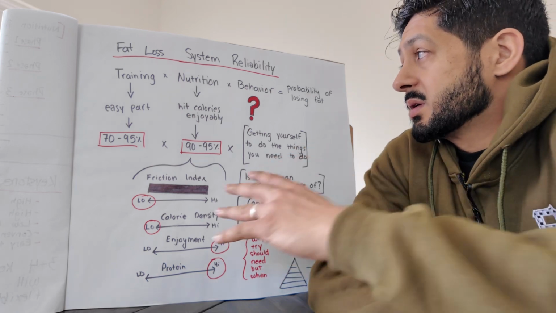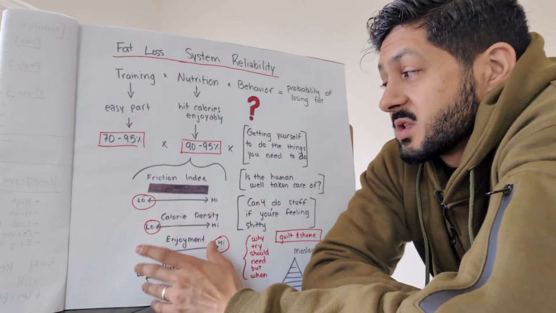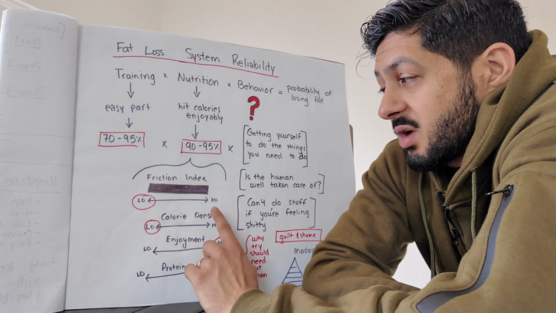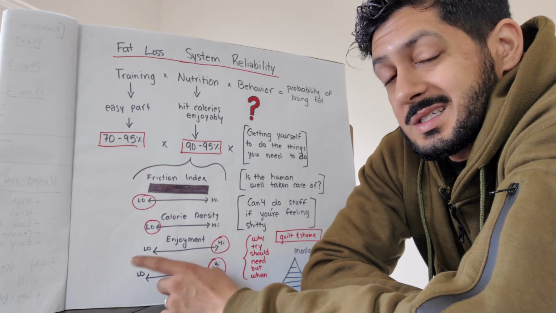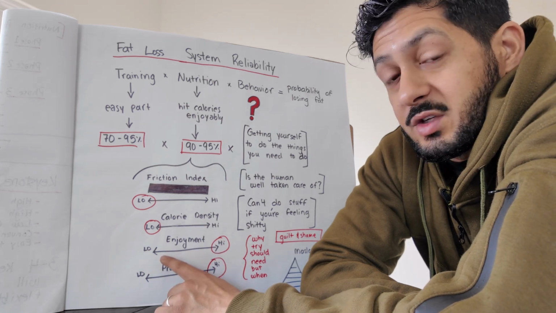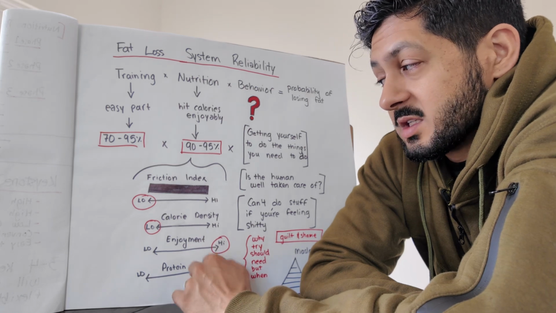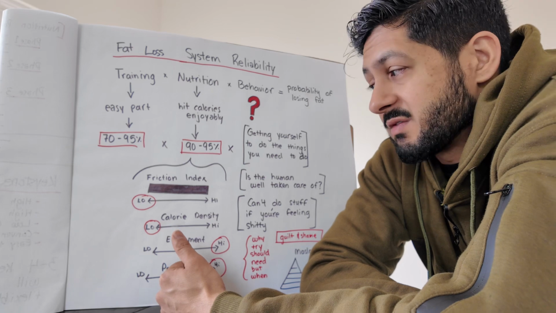Now, this underneath here is, especially if you use the friction index, meaning you drive friction down as much as possible and you drive calorie density down as much as possible, and then you drive enjoyment up and protein up. So you guys can see how this ties back into some of the other ideas that we've talked about.